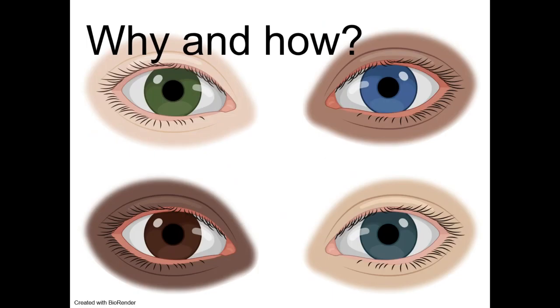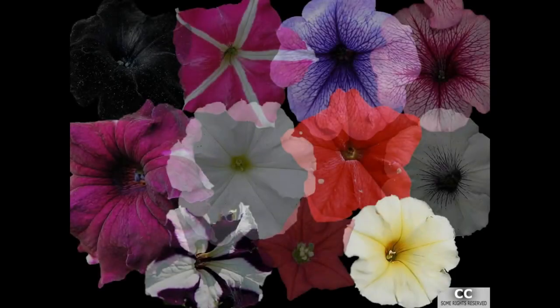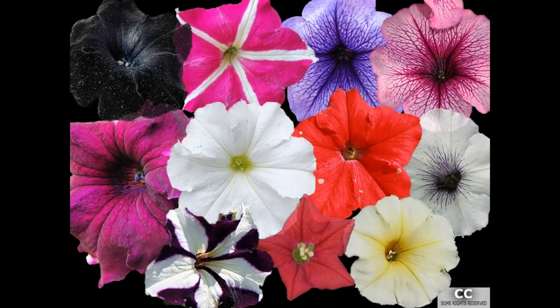Have you ever wondered why and how you have a different eye color than your friends? Maybe even how your sibling can have a different eye color than you. When we see plants like a petunia come in many different shapes and colors, these physical characteristics are determined by genes.